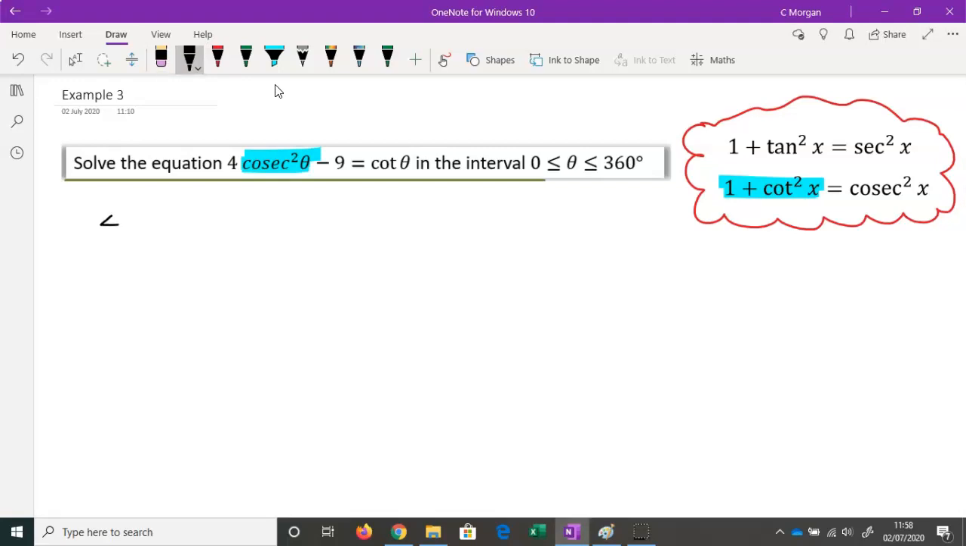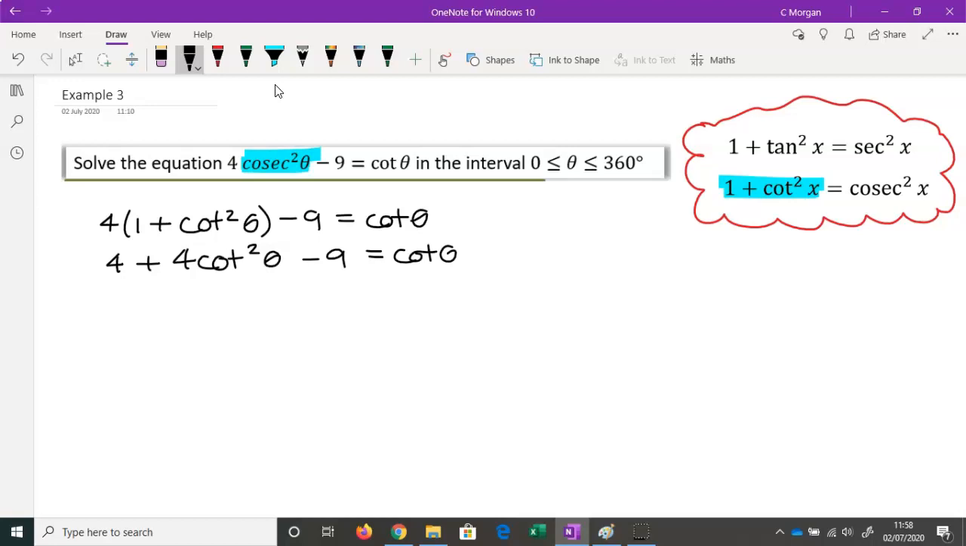So I've got 4 lots of, and replacing the cosec squared theta with 1 add cot squared theta, minus 9 is equal to cot theta. Expanding brackets. 4 add 4 cot squared theta minus 9 is cot theta.